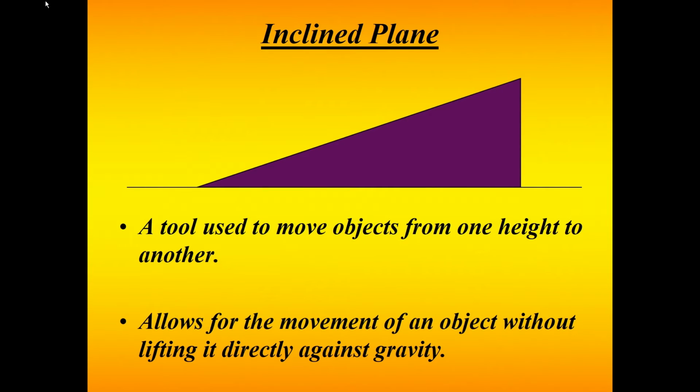So, an inclined plane is like what's pictured right here. And this is a tool that's used to move objects from one height to another. So essentially just a ramp or a hill. Now this allows for the movement of an object without lifting it directly against gravity. So it makes it a little bit easier to move something from point A to point B. Like a wheelchair ramp helps someone get up a little bit easier compared to the stairs.